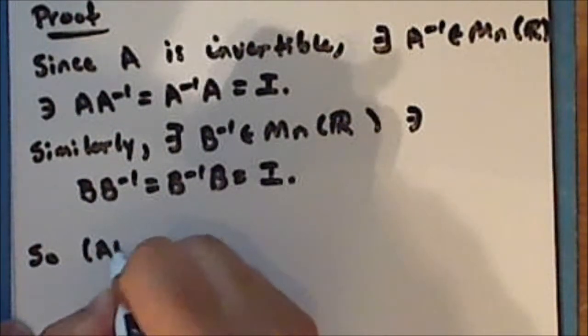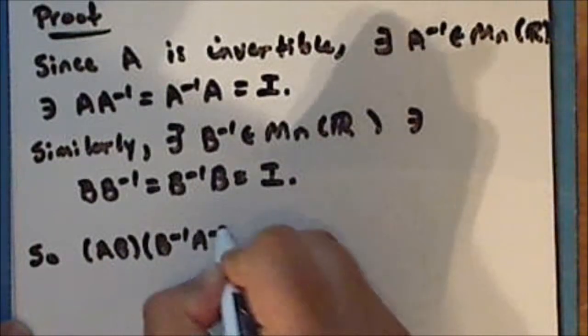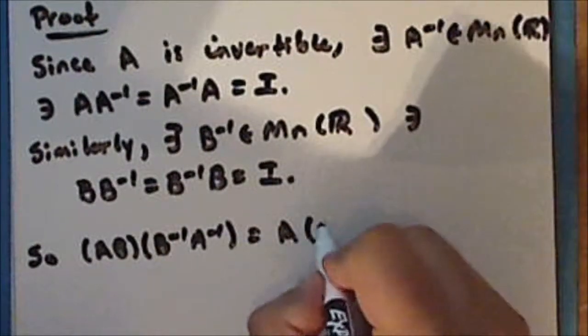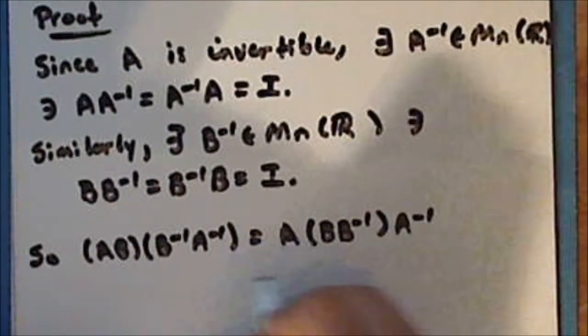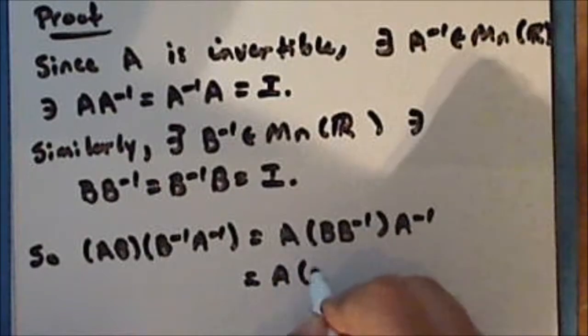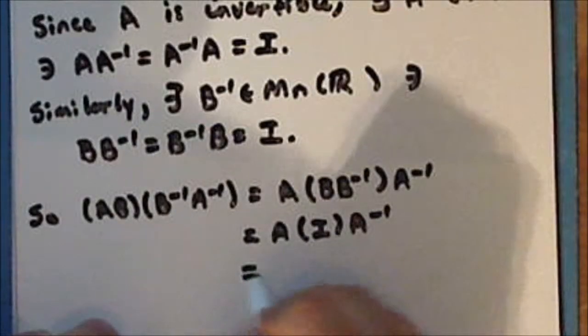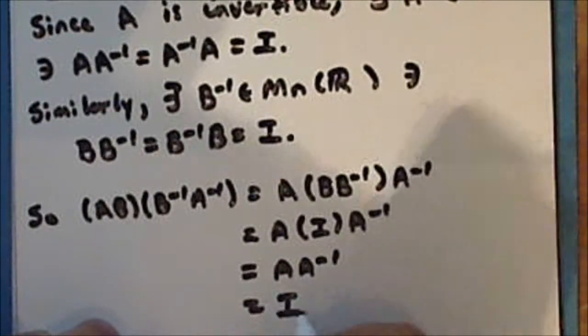So the product A times B times the product B inverse times A inverse is A times the quantity B times B inverse times A inverse, which is A times the identity times A inverse, which is A times A inverse, which is the identity.